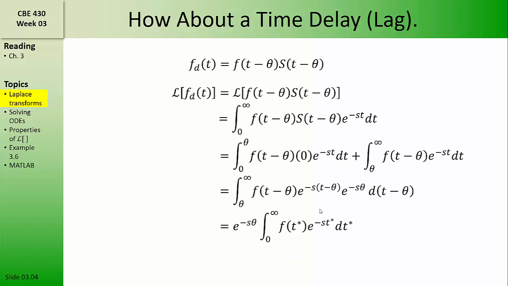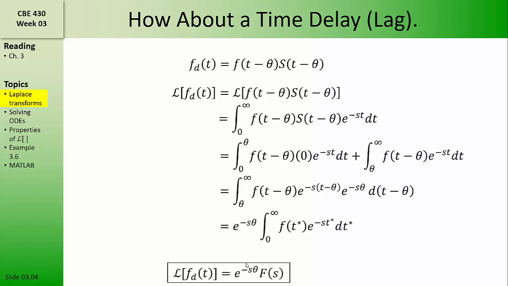Now we can recognize the integral from 0 to infinity of f of t star e to the minus s t star dt star as simply the Laplace transform of our original function f. So the Laplace transform of a time-delayed function with a delay of theta is e to the minus s theta multiplied by the Laplace transform of the original non-delayed function f. Whenever we see an e to the minus s theta in the Laplace domain, we should immediately recognize that the time domain function is delayed by an amount t equal to theta.